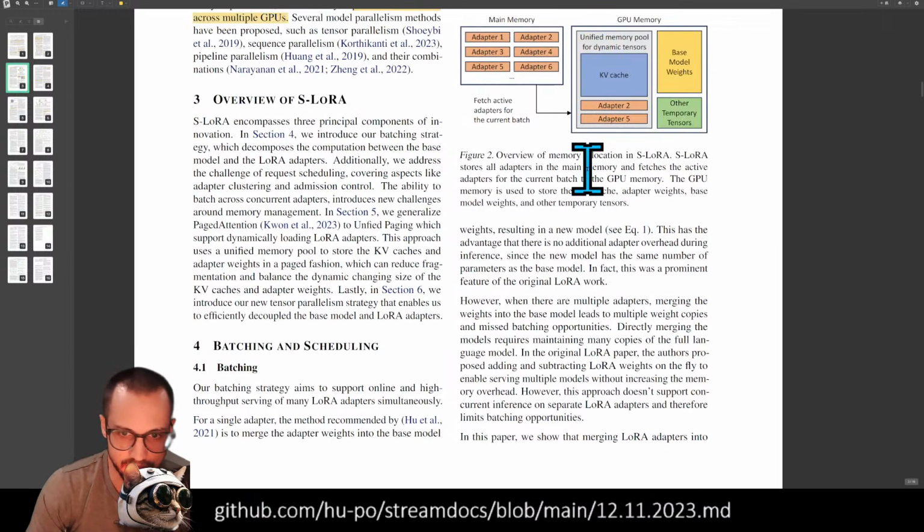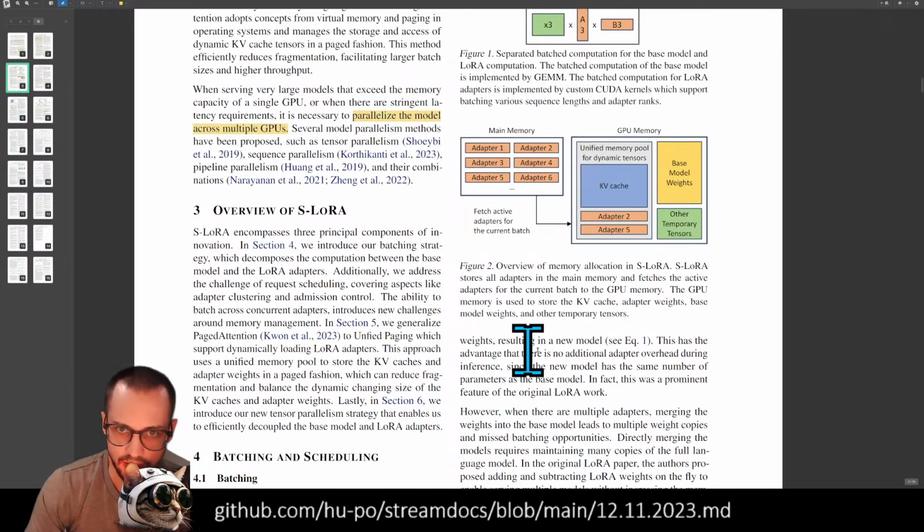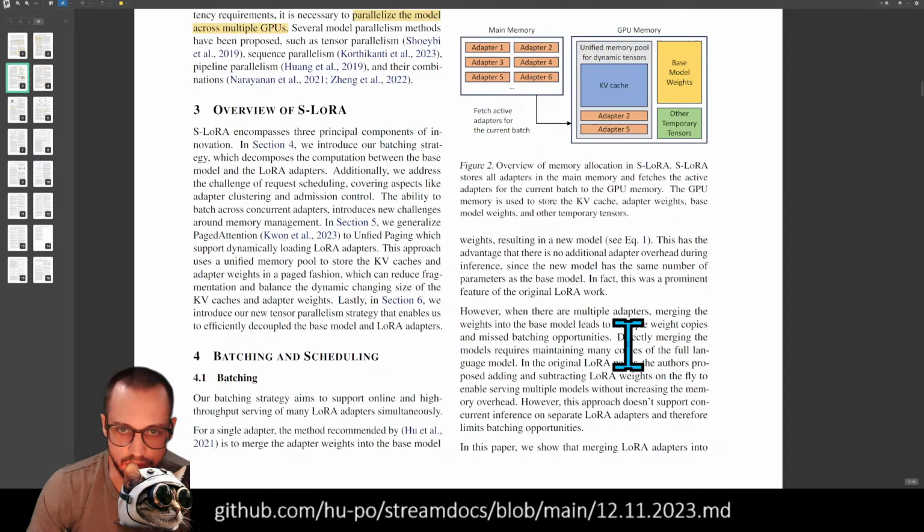Just serve that base model as you would. This has the advantage that there's no additional adapter overhead during inference, since the new model has the same number of parameters as the base model. In fact, this was the prominent feature of the original LoRA work.